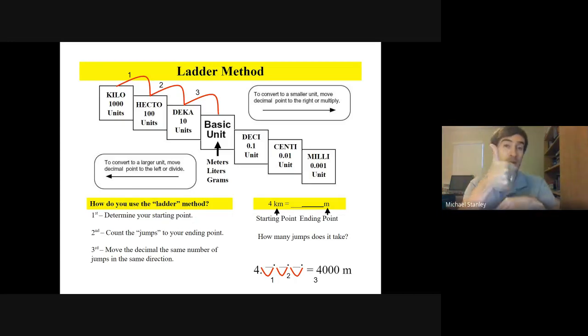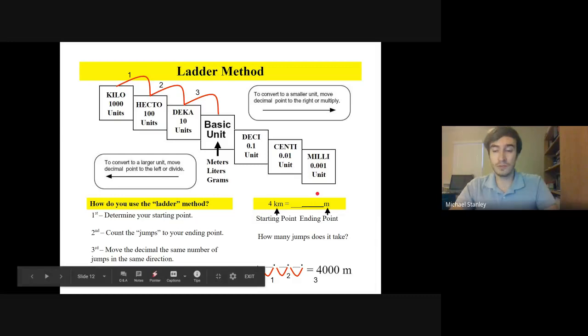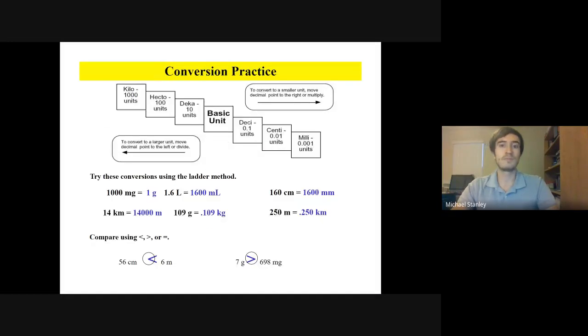So figure out your starting and ending point, figure out how many jumps to go from your starting to your ending, and then move your decimal that many spaces. So let's do a couple more examples to kind of see some more of what I mean.